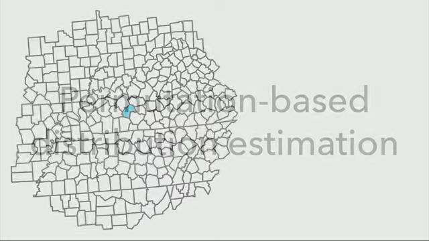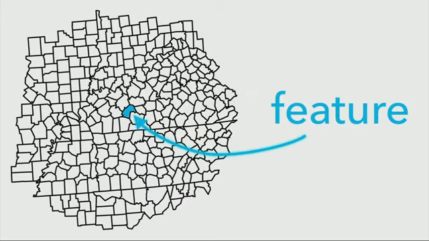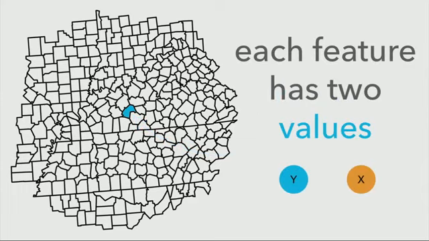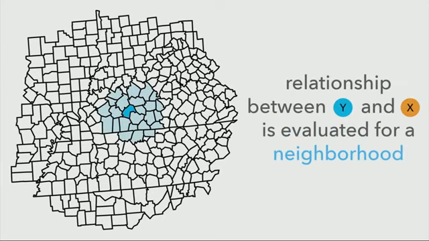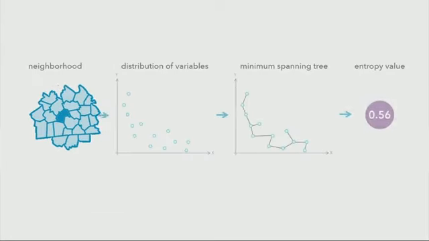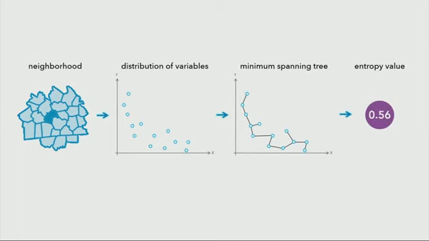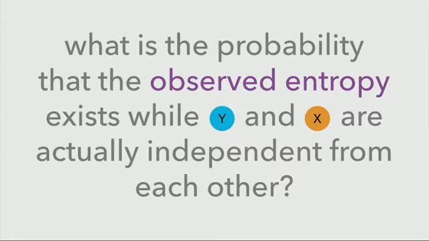So the tool starts with a feature, and that feature has two values in this case, a dependent and an explanatory. The relationship between y and x is evaluated once again for that neighborhood. We will take that neighborhood, examine the distribution of the variables x and y, create our minimum spanning trees, and measure the entropy. Then the question we're going to ask is, what is the probability that that observed entropy value exists while those two variables are actually independent of each other?